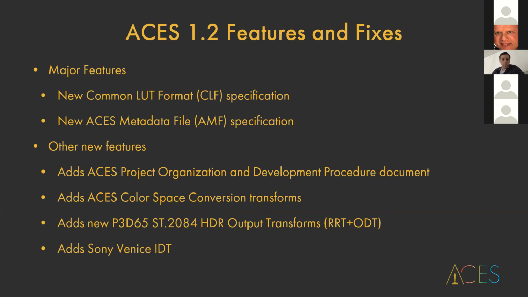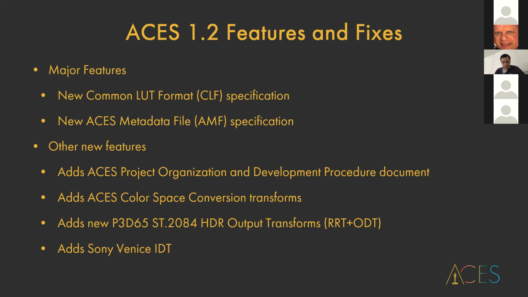Number one is that we've rolled into ACES 1.2 the project organization and development procedure document. This basically is our Bible for how we go about developing ACES from an organizational perspective. This document's been available for a little while, there just hasn't been an ACES release to roll it into, but we've now formally rolled it into the ACES 1.2 release, and it's version controlled with all our other documents. So if there are any additional changes, you'll be able to track those and see those. Anybody who's interested, feel free to download that document and take a look at how we go about developing ACES and what the development procedure is.